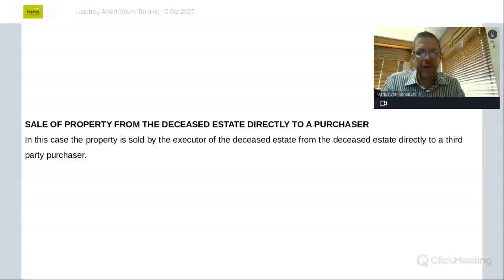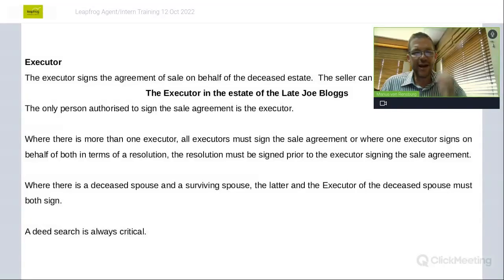Now remember, guys, what's happening here is the executor is acting as the seller on behalf of the estate. Now, let's pause here. What is so critically important about understanding this process, guys, is that your executor can only act as executor once they are in possession of letters of executorship from the Master of the High Court. You recall my earlier slide, I showed you those letters. That's what they look like.